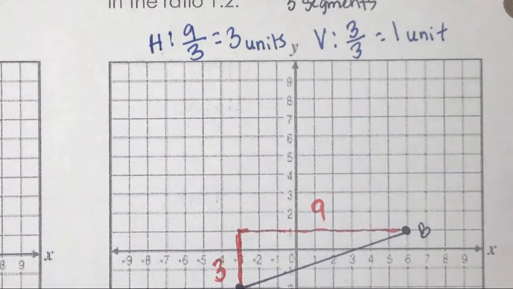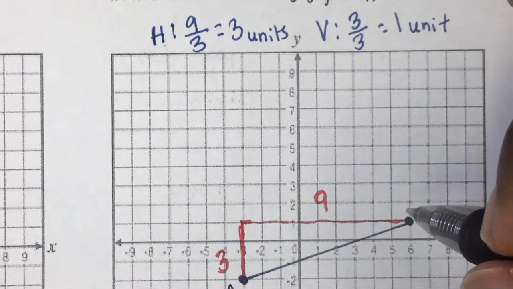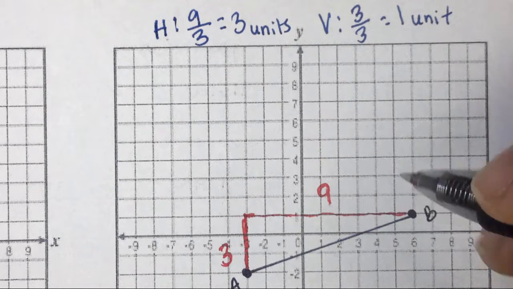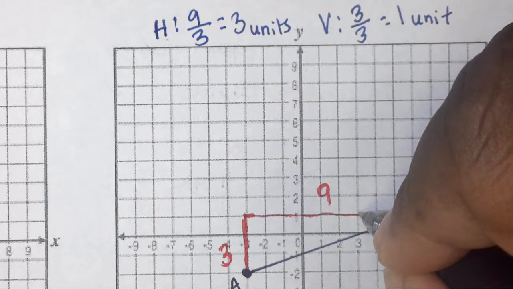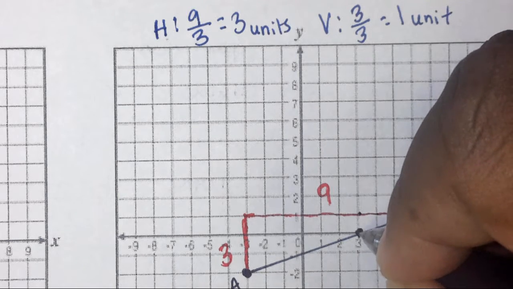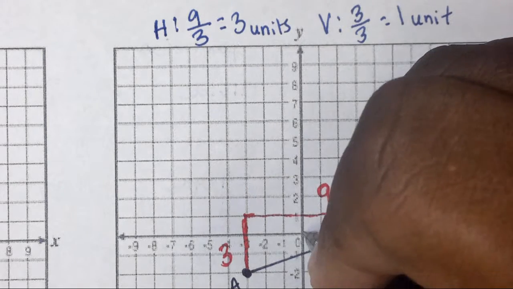And do you do your count to get your points in? Nope. I'm going this way. I'm going to the left 3. 1, 2, 3. And then I'm going to go down 1. Then I'm going to go to the left 3 more. 1, 2, 3, down 1.